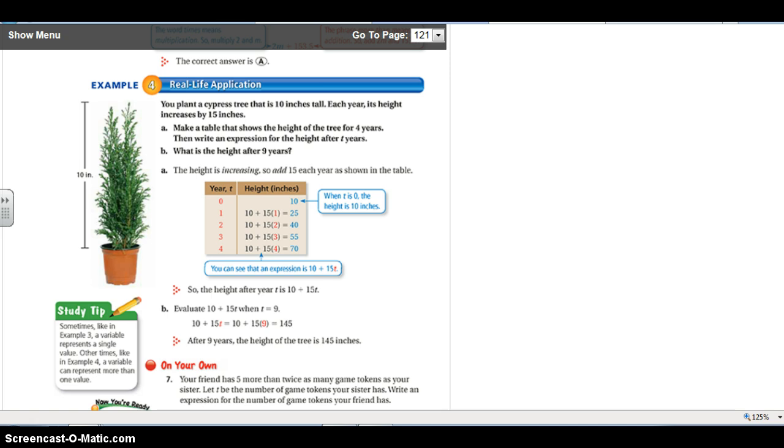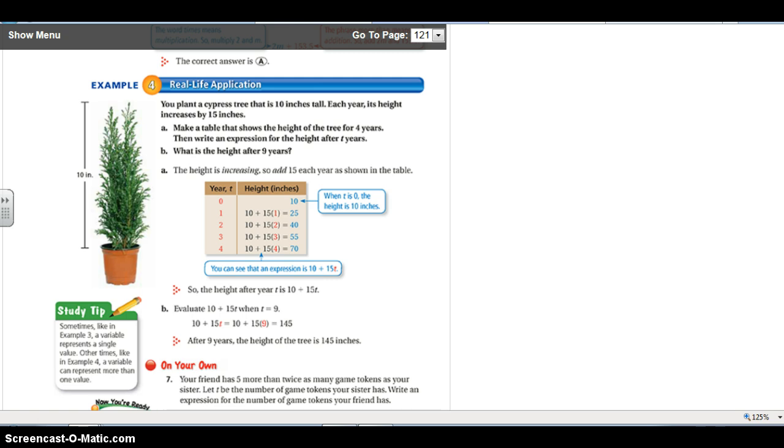Year 2, you still have the 10 that you started with. You added 15 more inches after the first year. Now you can multiply it times 2 because it's 2 years. So it's 15 times 2. You could look at it as 10 plus 15 plus 15. But if we want to make it an algebraic expression, we have to say 2.